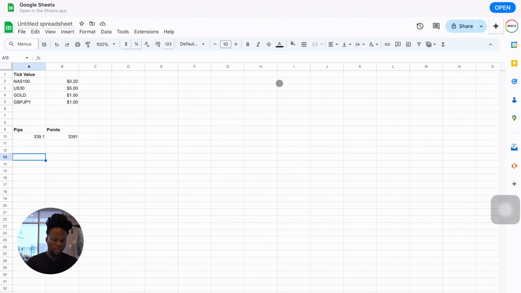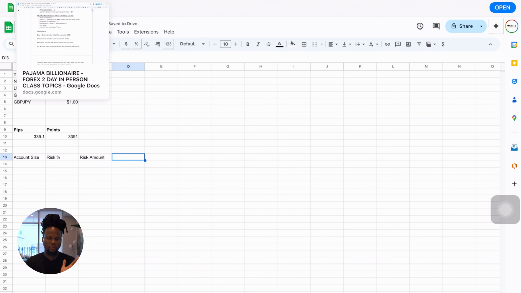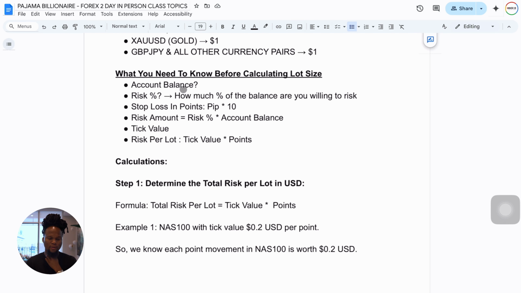So what we need now is the account size. We need the risk percentage, so what percentage you want to risk, the risk amount. And we also need, and you guys can build this, the reason I'm doing it like this is because I want you to be able to build it, the stop loss in points, right?